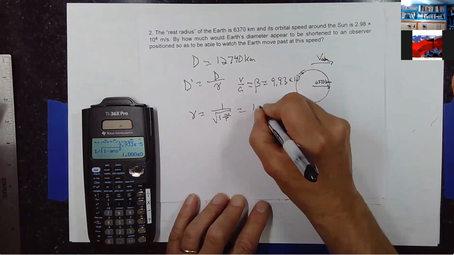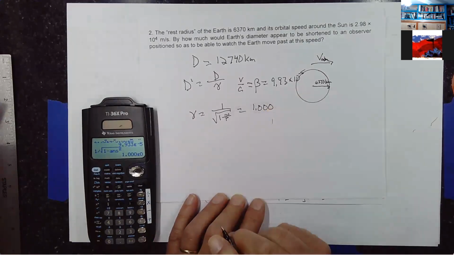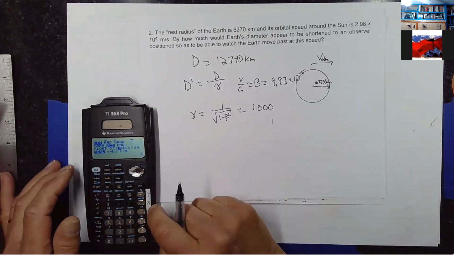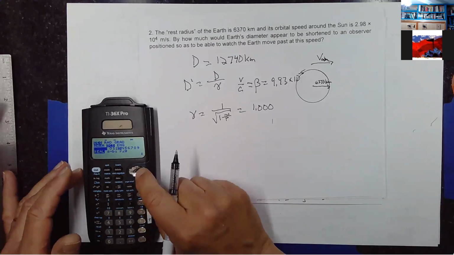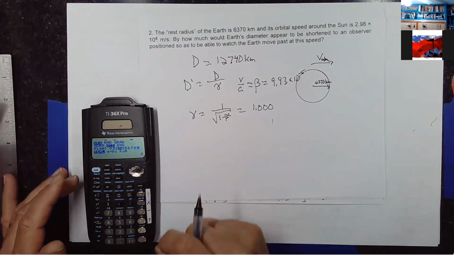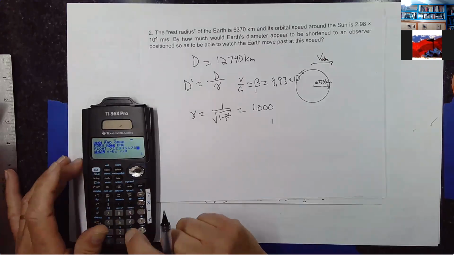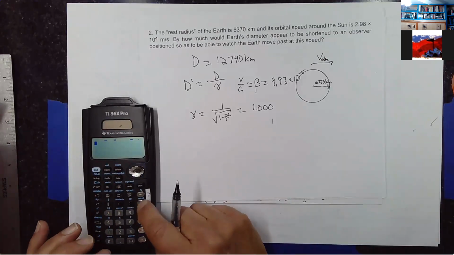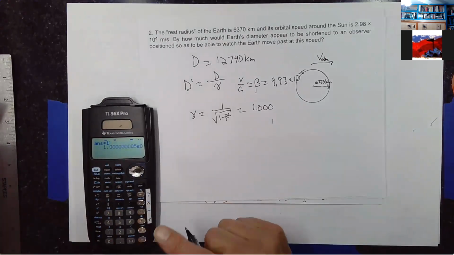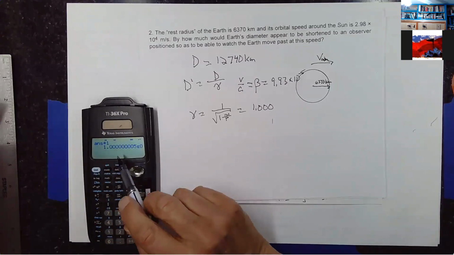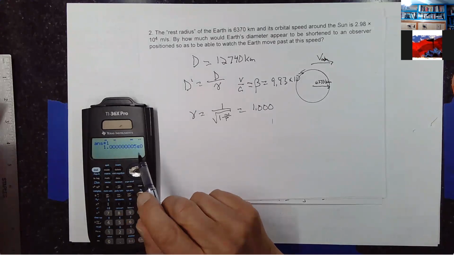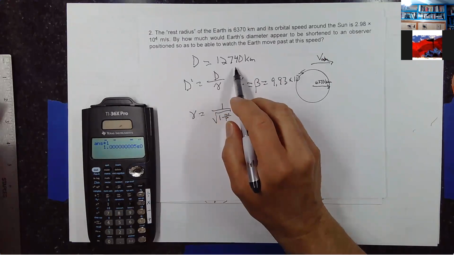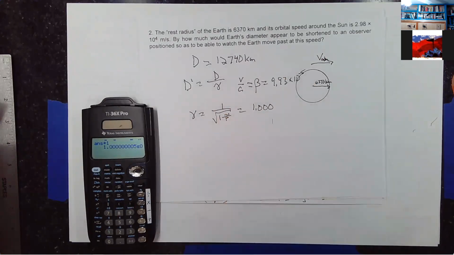I get, to 4 significant figures, 1.000. And let me show some more significant figures in here. I can go to my mode and show 9 digits after the decimal point. And if I multiply that last number by 1, okay, I get 1.0, a whole bunch of zeros, and then I finally get a 5 showing up. All right, well, I only know the diameter to 4 significant figures. It's not going to be noticeable, okay?